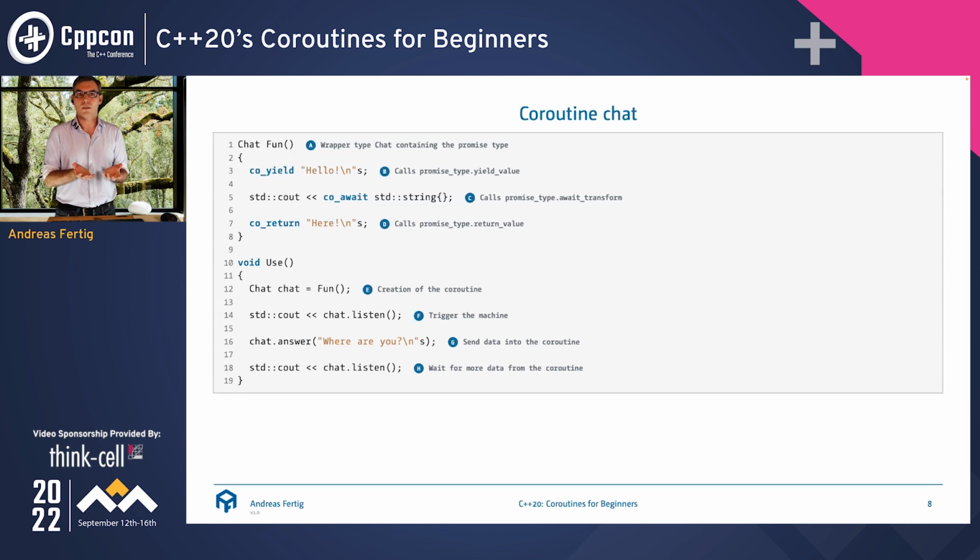All right. So this is half of the picture. This is my coroutine. And in line number 10, I have the function use. That one here in line number 12 calls fun, but this is only a setup of the coroutine.